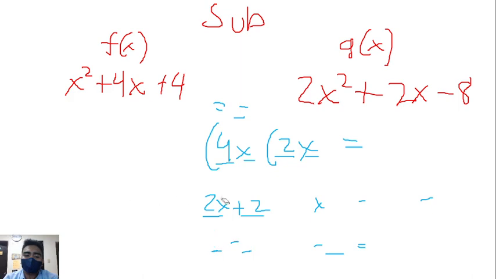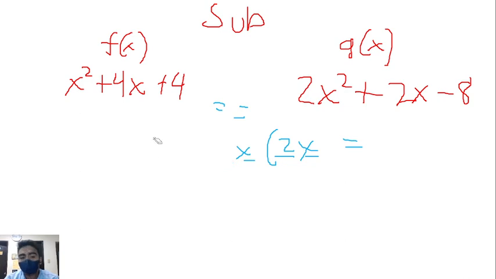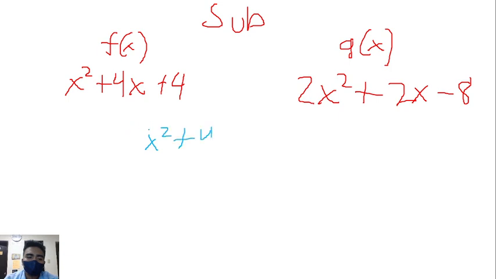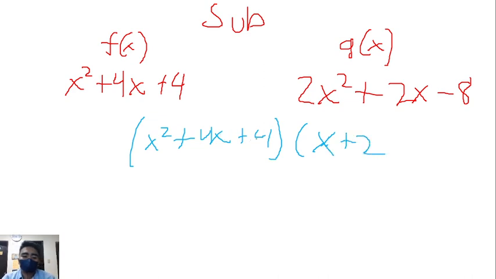But what if, Sir Jai, for example, no? But what if we multiply 3 terms already? Do you still remember that one? For example, let's have this term. We have x squared plus 4x plus 4 multiplied by binomial. Let's say x plus 2. How do we deal with this one? You still remember?